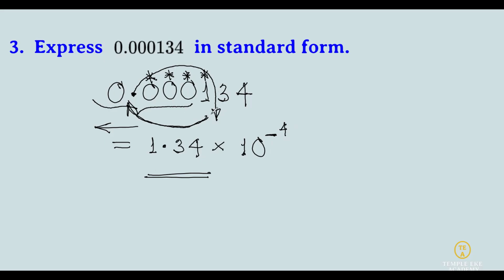Take note of the restoration move. Leftward, negative power. Rightward, positive power. In this case, the restoration move is leftward. You can see that, and that guarantees the negative power of 10. Now, what will be the figure here? The number of digits in between the new position of the decimal point and the original position of the decimal point. Let's count. 1, 2, 3, 4. And that is why we have this 4 around here. Very simple. Let's move on.